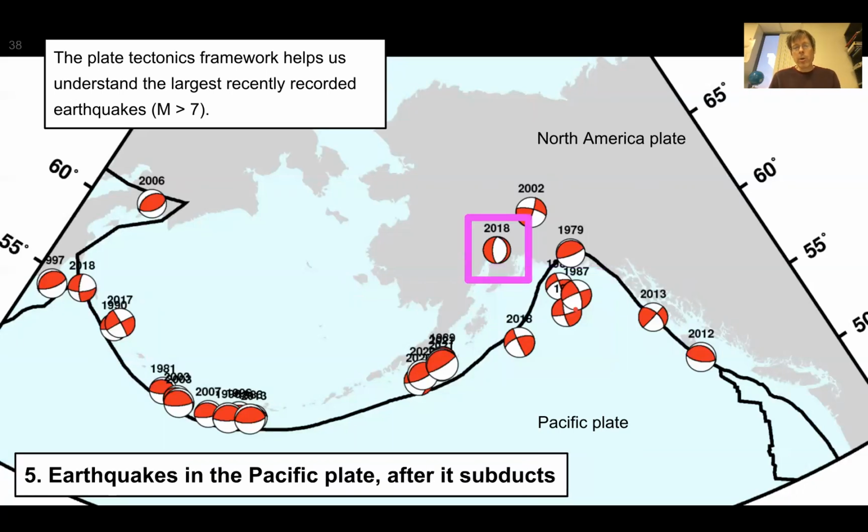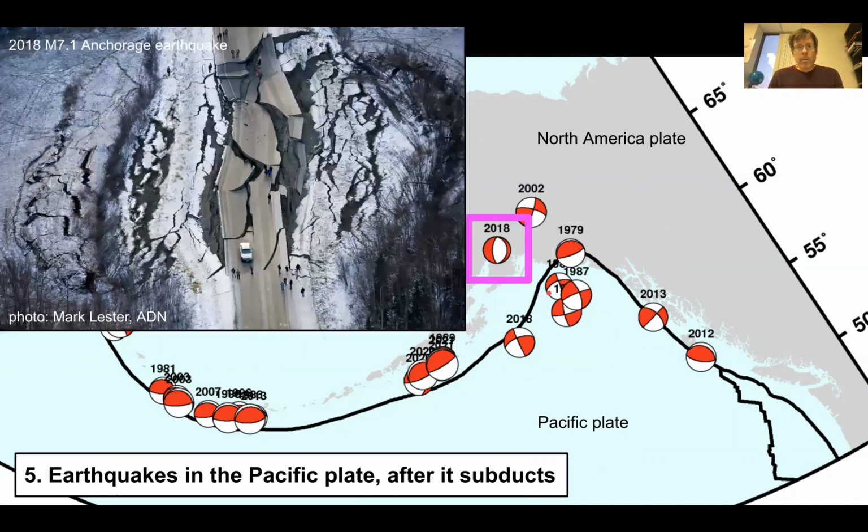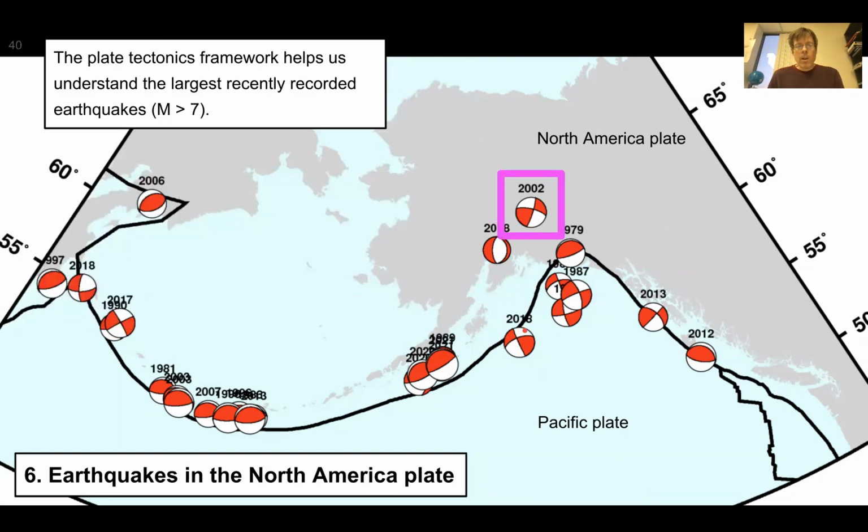The fifth category is earthquakes in the Pacific plate after it subducts. We can't easily tell this from the map, but we know very well that this 2018 Anchorage earthquake is within the Pacific plate, but it's underneath the North America plate. This is just a reminder of that photo from the opening talk, showing some of the effects from this 2018 7.1 earthquake. And the last one is earthquakes in the North America plate.